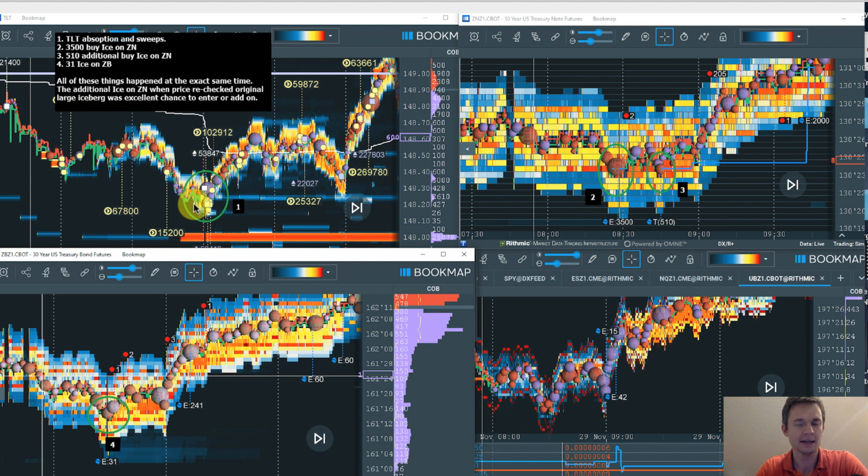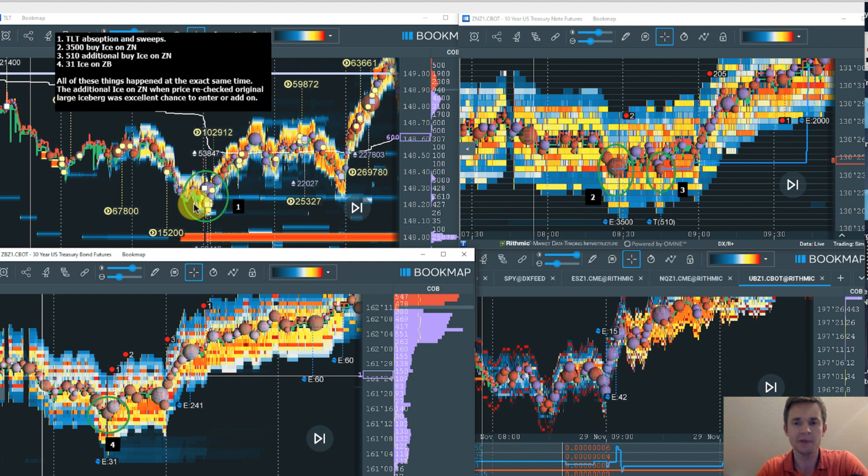Today we're going to talk about market synergy and how it can help you in your trading. Today we were trading the treasuries, the bonds, and market synergy is absolutely perfect for these markets. In fact, it would be very difficult to trade these markets without some sort of synergy, without looking at multiple markets at once.